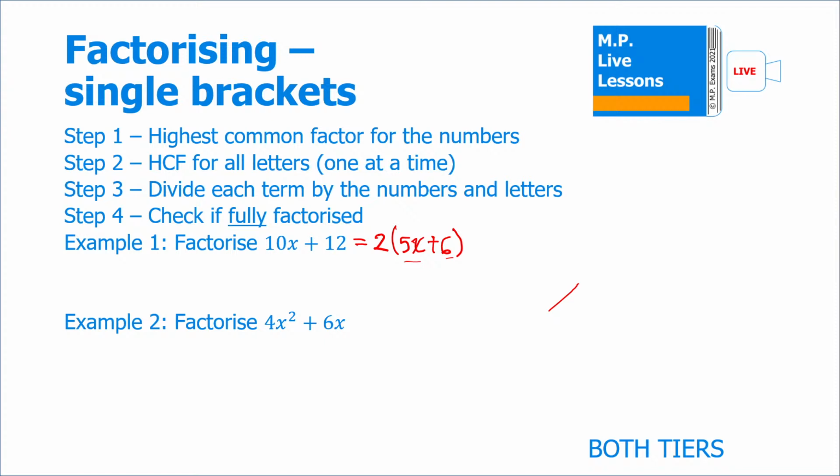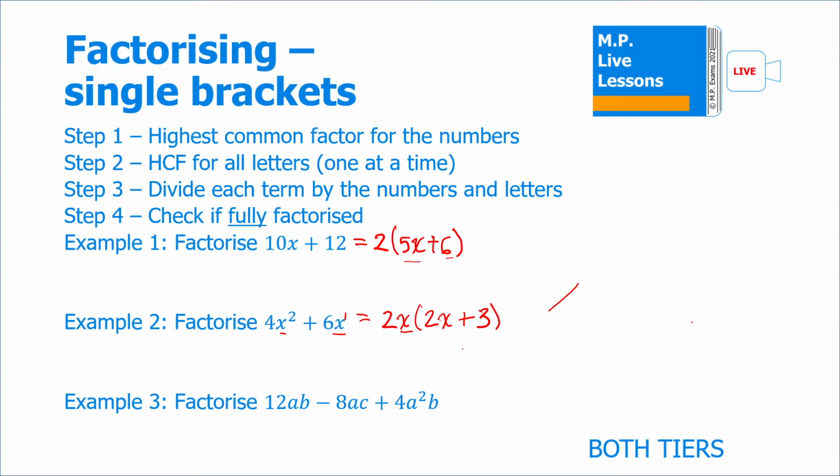Next is 4x squared plus 6x. So our number, I can go into both, the highest common factor for the number is just 2 still. Now we've got letters as well, and we get the lowest power for each. So just x can go into both. So 4x squared divided by 2x, so 4 divided by 2 is just 2. And then x squared divided by x is just x. And then we have 6x divided by 2x, so 6 divided by 2 is 3. And then x divided by x is just 1. So we leave it as it is, and that's our fully factorized bracket.